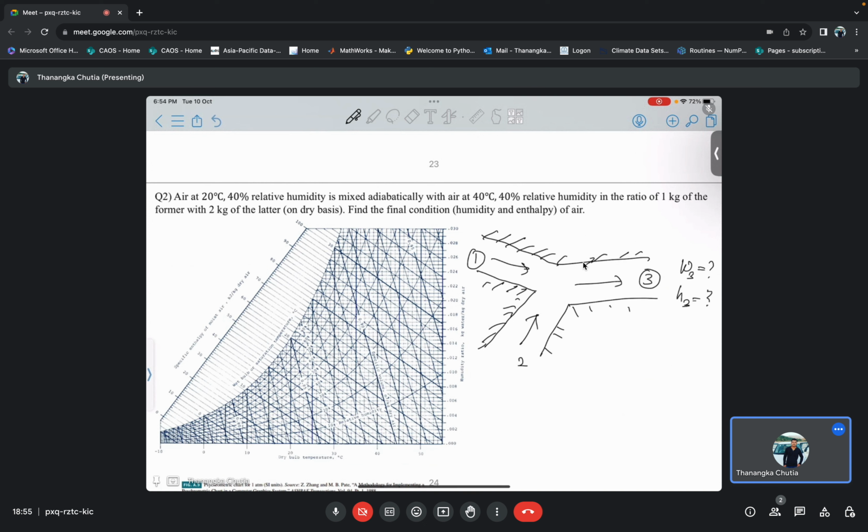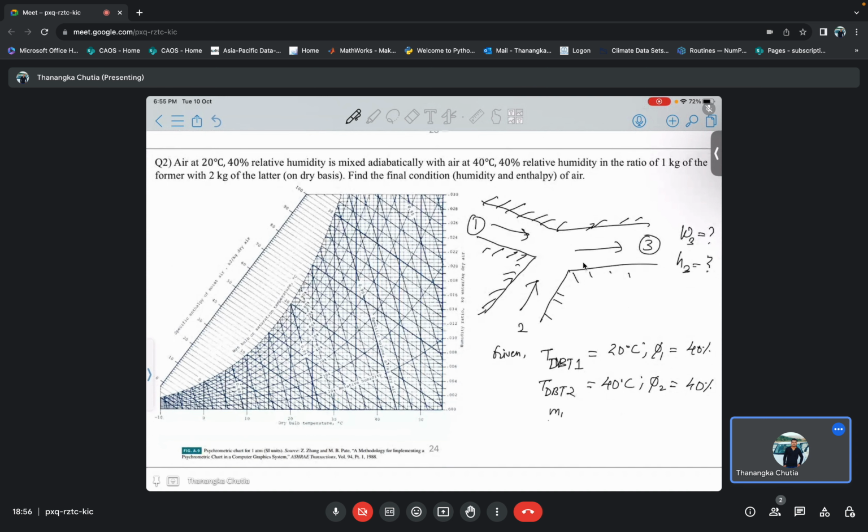So you have to find W3 and H3. Okay, so given T dBT 1 is equal to 20 degrees Celsius and phi 1 is equal to 40%. Okay, and T dBT 2 is equal to 40 degrees Celsius and phi 2 is equal to 40%. Okay, and what is given is that m1 divided by m2 is equal to 1 by 2.